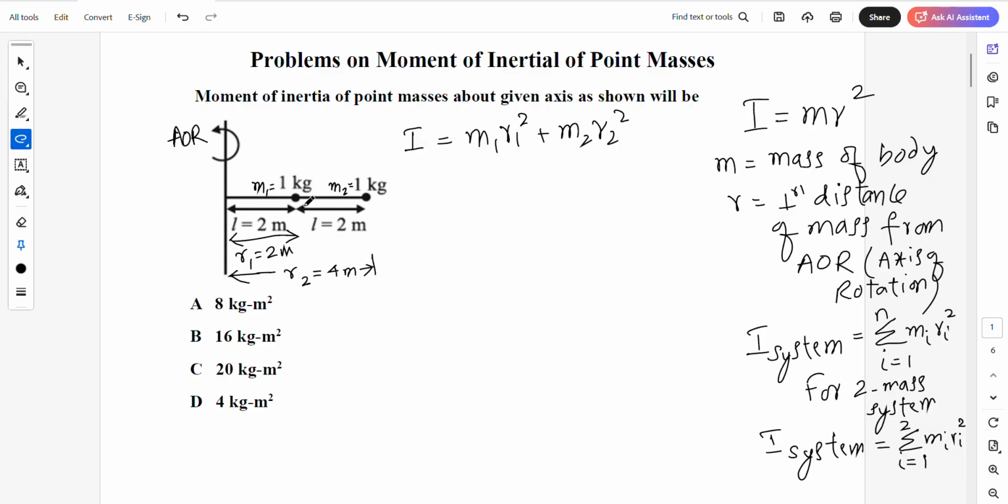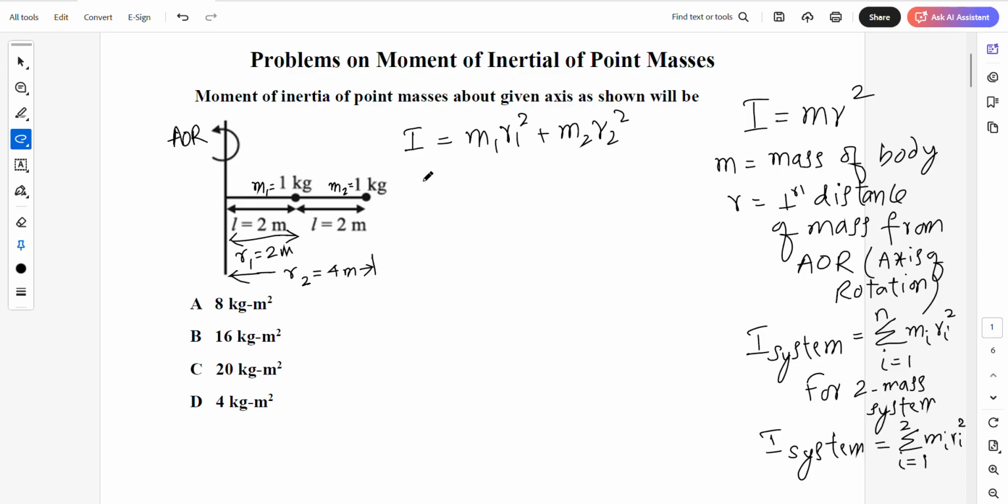Hope you understood this one. You are supposed to calculate the perpendicular distance of mass from axis of rotation. Here it is at a 2 meter distance. R1 is equal to 2 meter. R2 is equal to 2 plus 2, which is 4. This 1 kg mass M2 is at 4 meter distance.